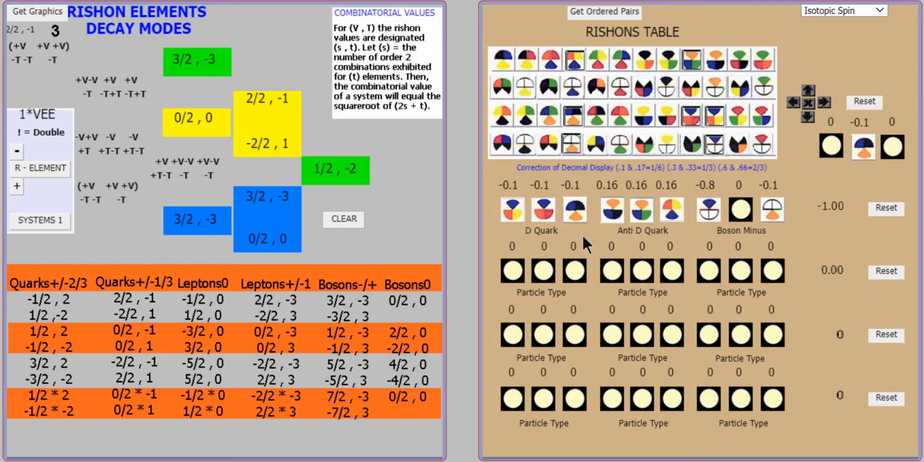We now have changed one of the Rishons so that we have a D quark and an anti-D quark, and now this anti-D quark and the boson minus form an anti-U quark. And so we've changed the decay products of the boson minus, or W boson.